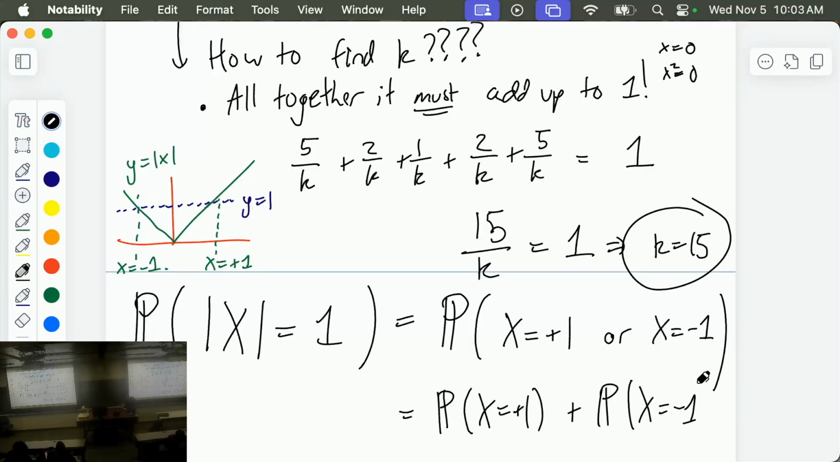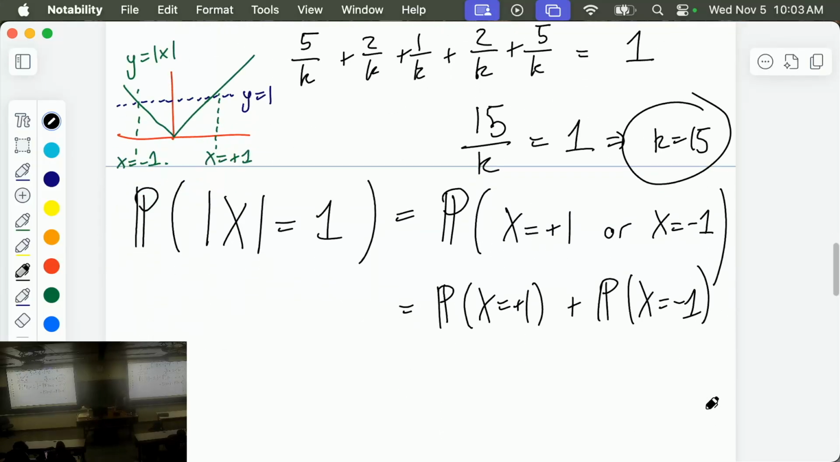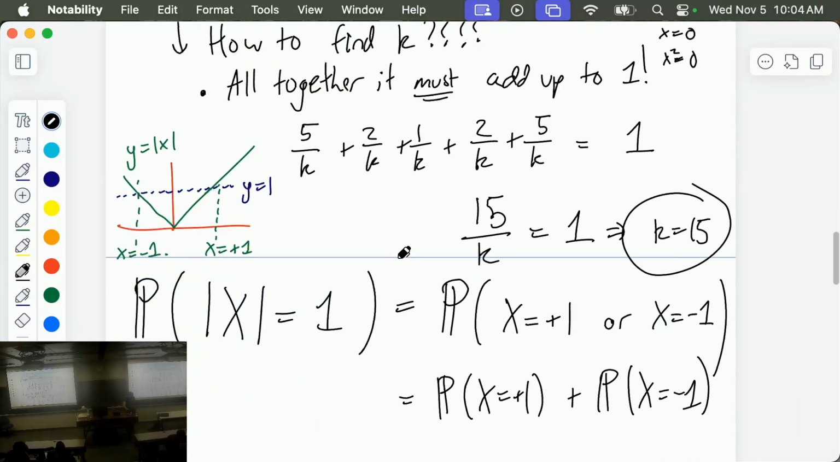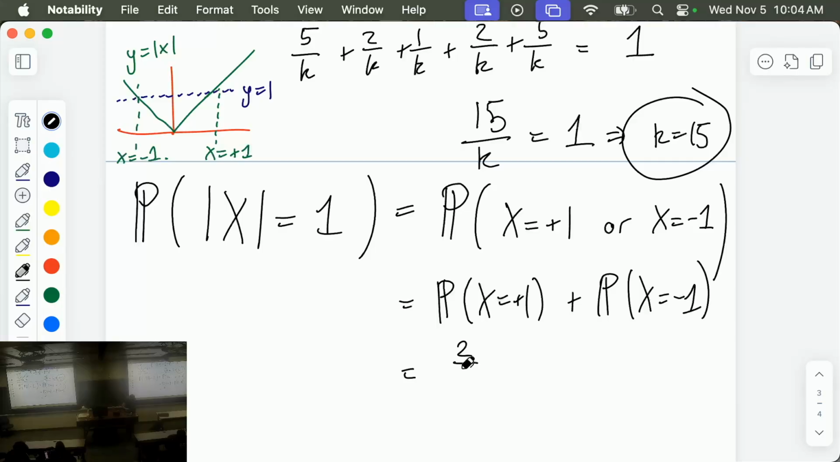Okay, so it's either plus 1 or minus 1, add them together, and now I just got to read it off my table. My table says plus 1 is 2 over k, and minus 1 is also 2 over k. So it's 2 over k plus 2 over k, also known as 4 over k, and because k was 15, it's 4 over 15. That is what I got.